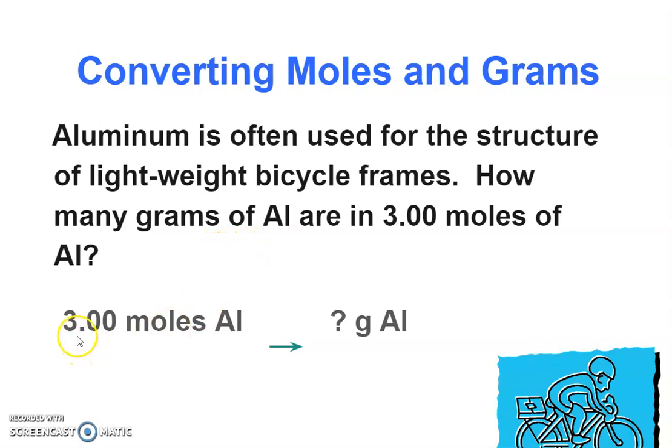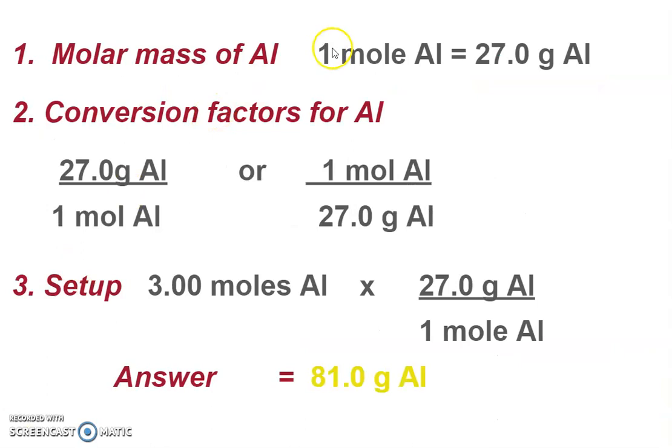Okay, so the first thing you're going to do is say we start with 3 moles, and I need to get to grams. Moles to grams, I need the molar mass. So I can look that up in the periodic table, and I find that the molar mass is 27. So that means every mole of aluminum has 27 grams of aluminum, or 27 grams is 1 mole. Okay, so I could write that conversion factor in either of these two ways, either with grams on top or grams on the bottom.